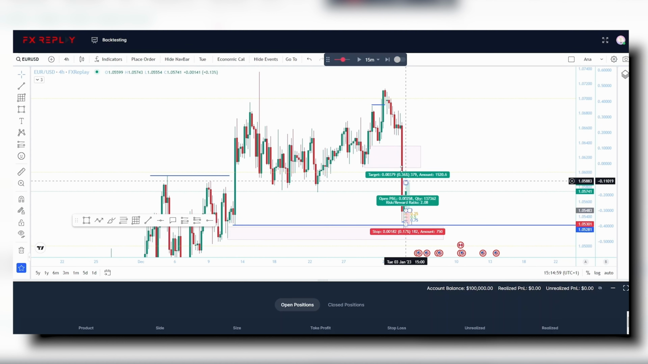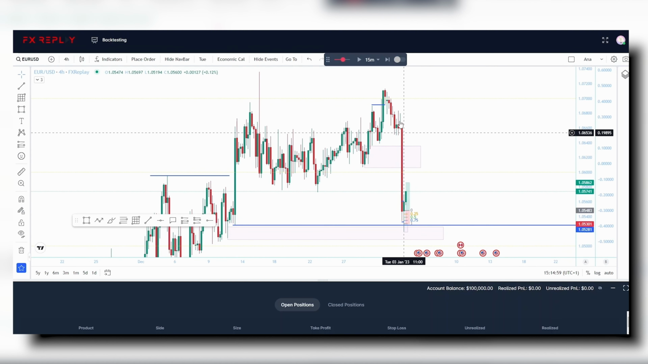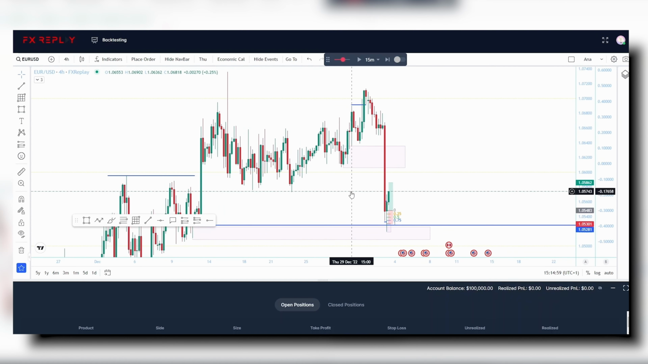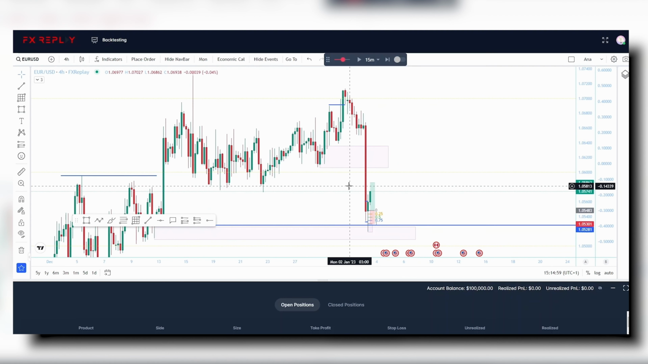So price might go halfway from this imbalance. It might come to this breaker block and continue lower. There are a few potential scenarios. So what we want to do is, let's say we can combine more confluences.